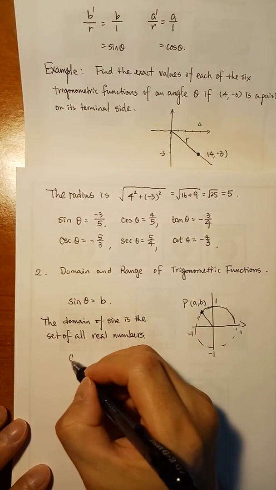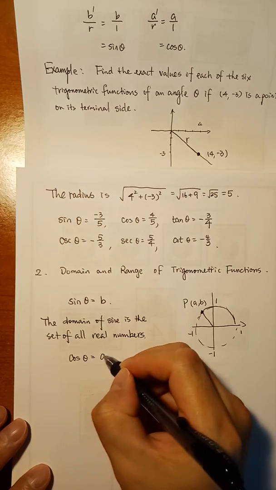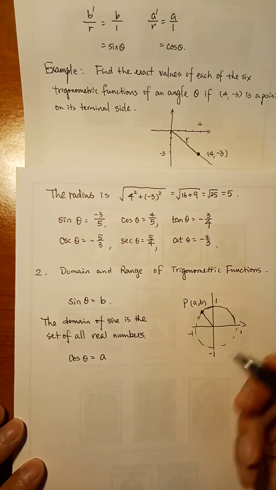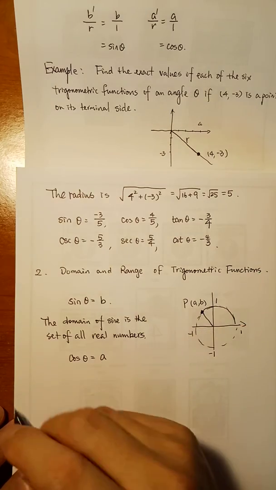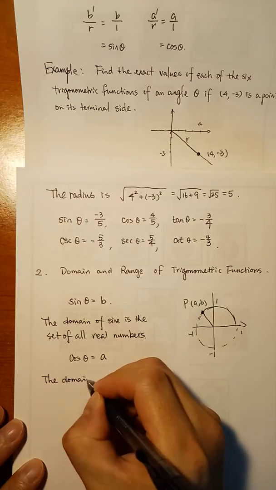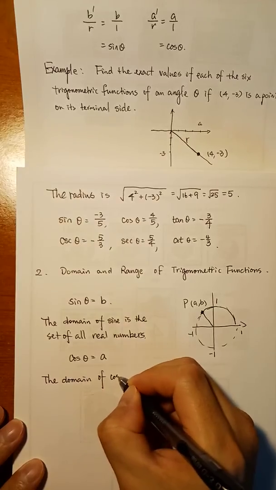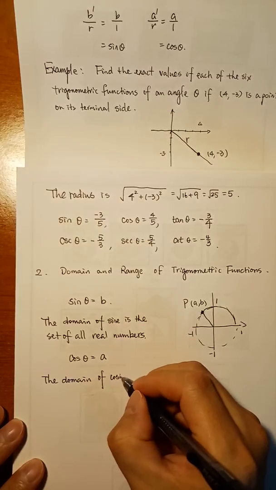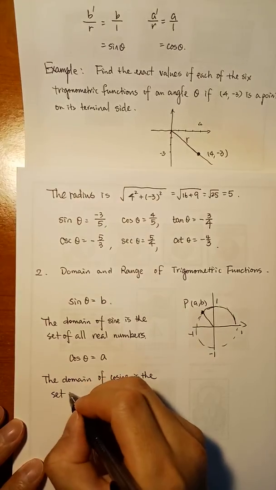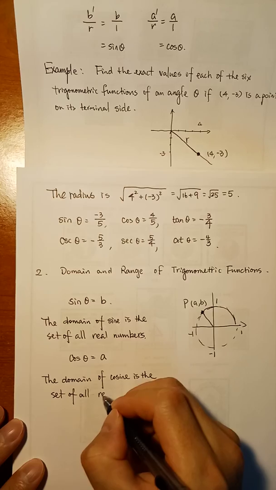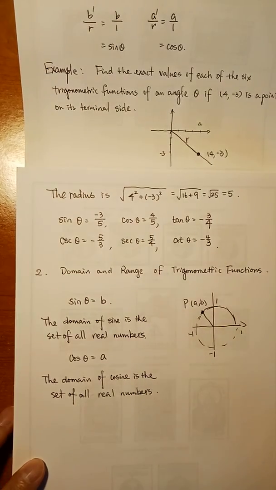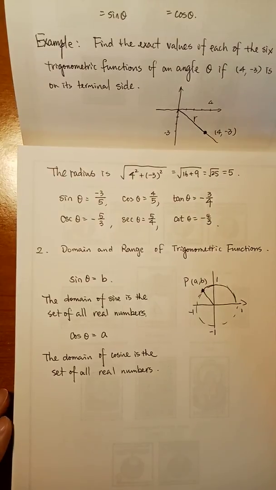And the cosine is equal to a, the x-coordinate. Sure, the x-coordinate exists for all the points on the unit circle, so the domain of cosine is the set of all real numbers. Okay, so that's natural.